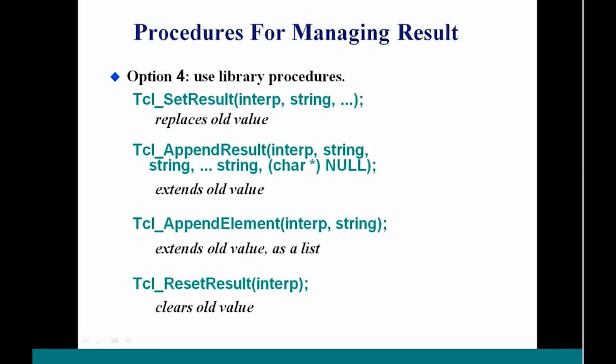Now, the fourth option for managing results is to use library procedures. So Tcl_SetResult, interpreter, string. This will replace the old value. And if you say Tcl_AppendResult, then that extends the old value. And if you do AppendElement, then it extends the old value, but now as a list. If you use ResetResult, now that clears the old value.